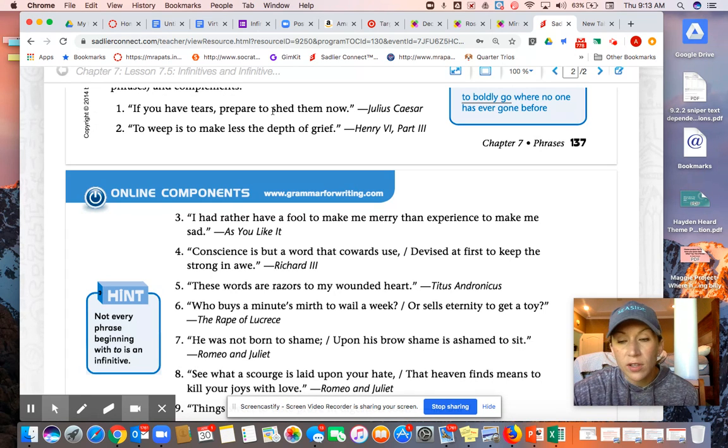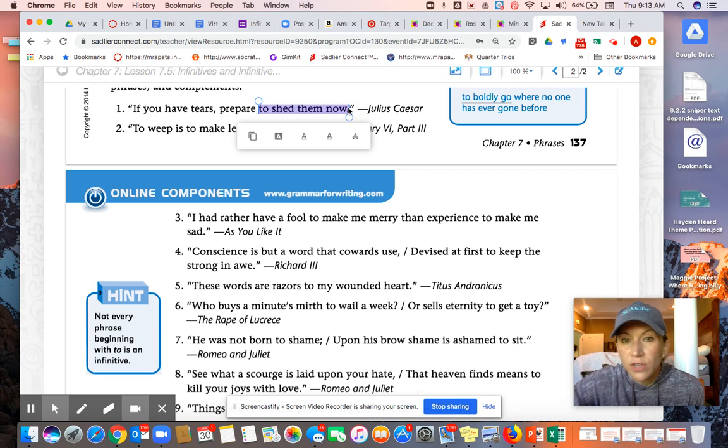Okay, now the last step is I have to decide if I have an infinitive phrase. Okay, so let's think about it. To shed them now. Well, to me, that sounds like that all goes together, because I would say to shed what? Them. And then now is just our adverb that goes along with it. So all of this is your infinitive phrase. So you would underline that, and that's what you would type in your number 1 spot on your Google form.